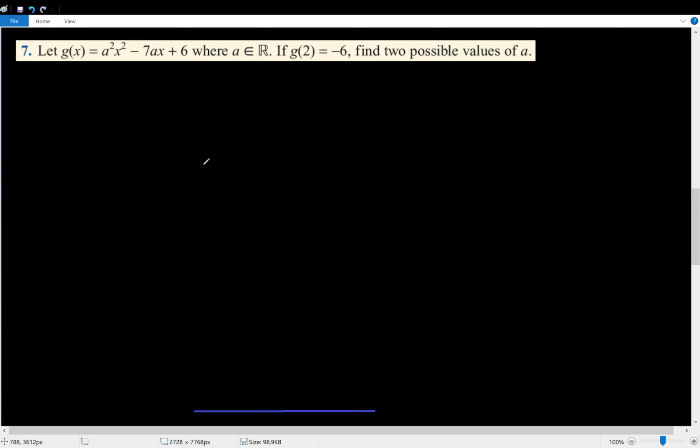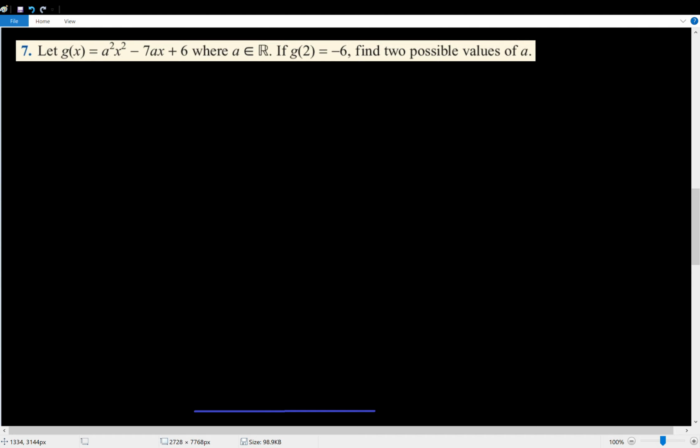This is question 7 in exercise 6.2 in New Concise Project Maths 3A. We've got the function g(x) = a²x² − 7ax + 6, where a is an element of R. And then we're told that g(2) = −6. In other words, if 2 is put through the function, where we'd actually know what the value for a was, the result we get out will be −6.